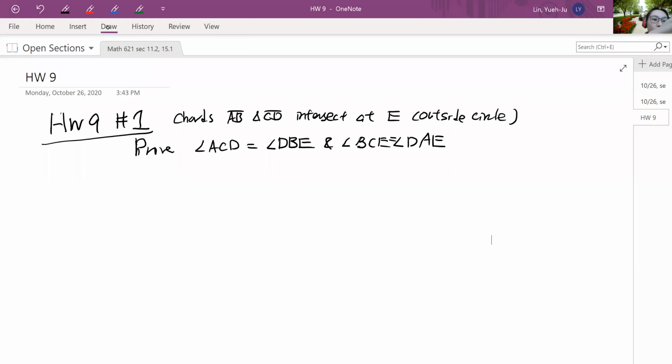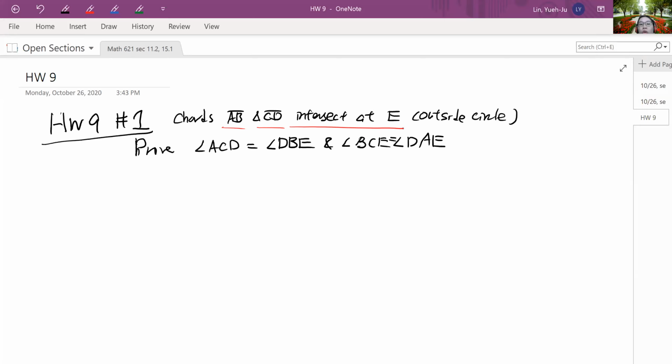If you look at the problem, the problem doesn't include the picture. That's why there's an ambiguity here. It simply tells you that the chords AB and CD are going to intersect at some point E outside. And then they want you to prove that the two pairs of angles are equal.